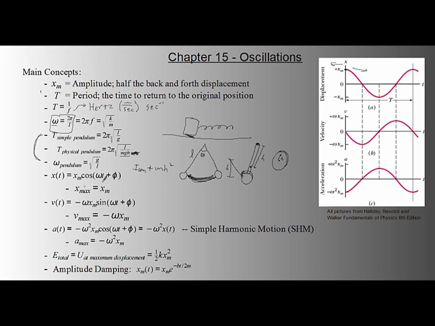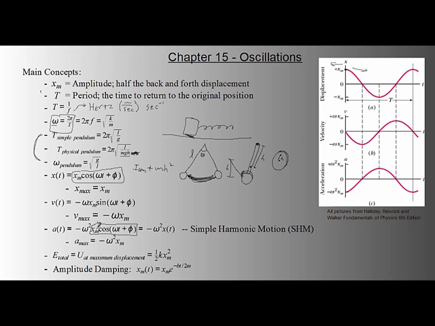If you notice the nice circular relationship, look at how closely the position function and the acceleration function are. This right here is essentially the same thing as this. The only difference between the acceleration and the position function is this negative omega squared.